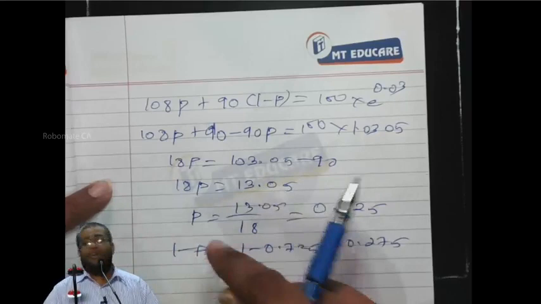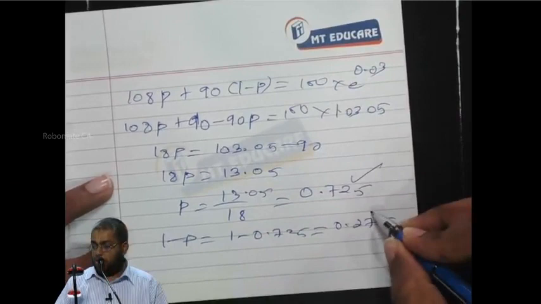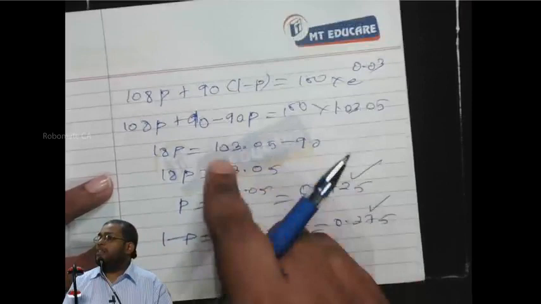What is that? Yes or no? Now, what probability should we assign to get 103? In other words, if I have probabilities of 0.725 and 0.275, the expected FSP also becomes 103.05. Yes or no? Do you understand that? I can say it like this.